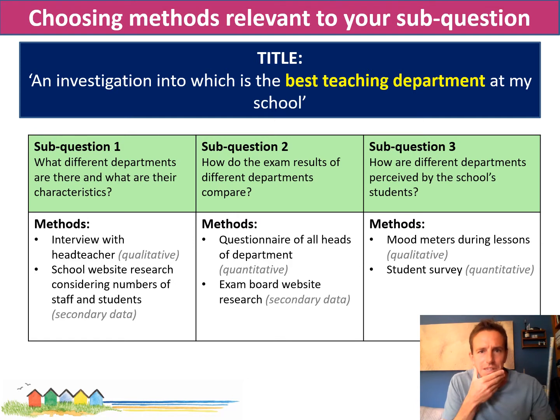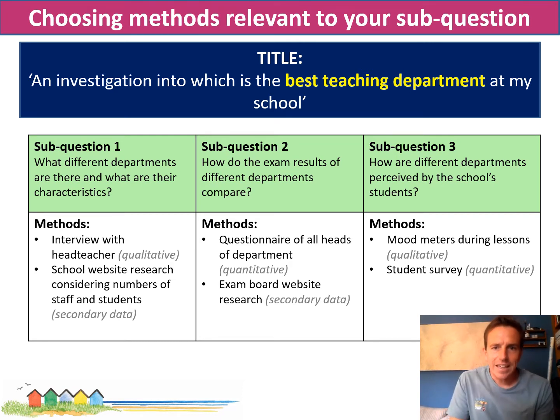When we showed you this example here, we're talking about a mock example of somebody doing an essay on the best teaching departments at their school. And you can see in the boxes where it says methods that they've allocated 2 different methods to each sub-question. And again, I suggest that might be something that you do. It might well be though for one of your sub-questions you just have one method. It might be that your questionnaire or an interview covers it and you don't necessarily need to have 2 or 3 methods to answer that one sub-question.